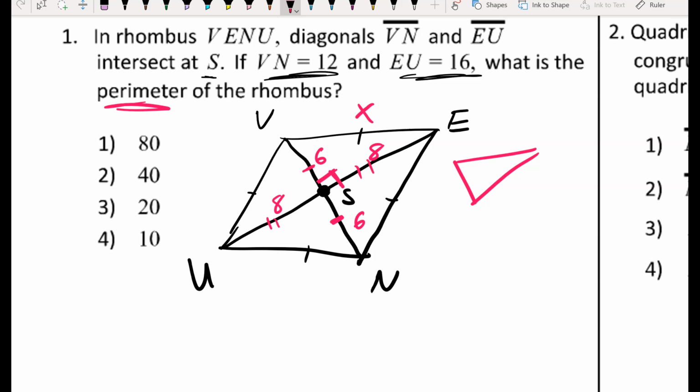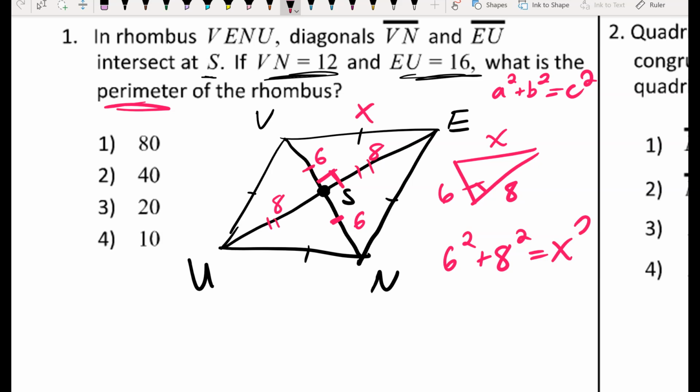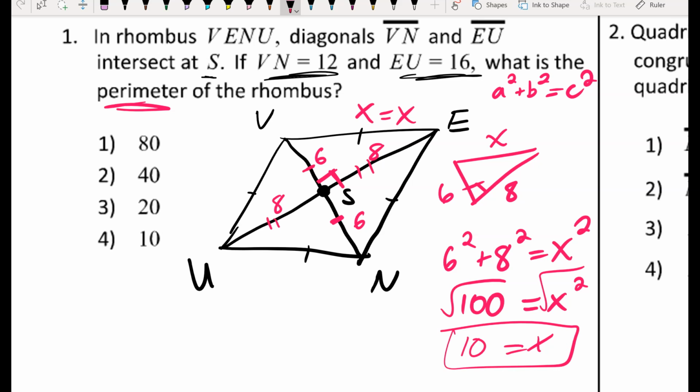So if I just redraw that top triangle right there, I notice it's a right triangle where I'm just missing the hypotenuse. And to find a missing side of a right triangle when I already know 2, I could use the Pythagorean Theorem. So 6 squared plus 8 squared equals my hypotenuse squared. 6 squared is 36, plus 64 is 100. And to undo that squaring, I'll take a square root on both sides. And the square root of 100 is 10. So I find the length of one of my sides here is 10 units long.